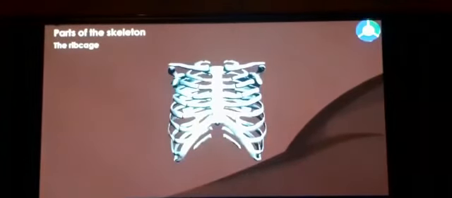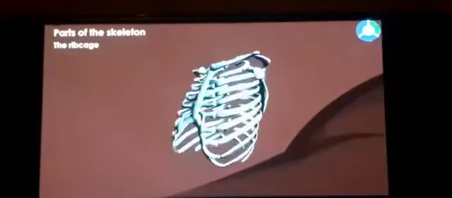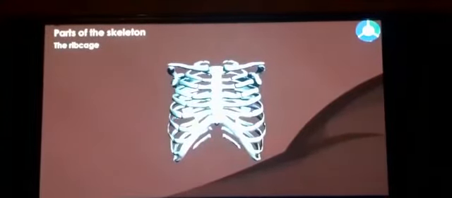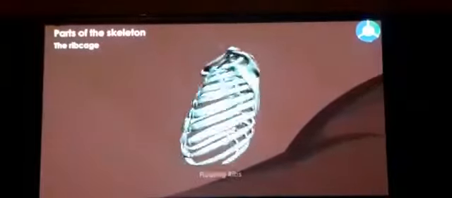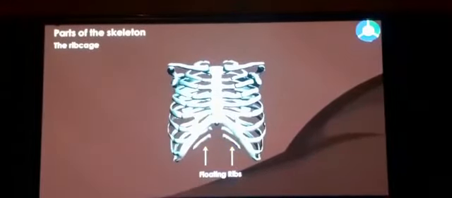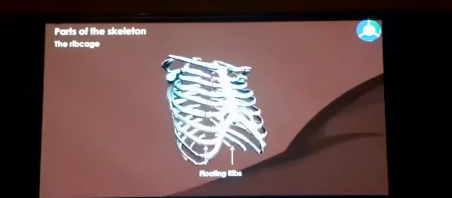The rib cage. The rib cage is formed by 12 pairs of long curved bones called the ribs, in which 10 pairs are joined in front to the breastbone. The last two pairs of ribs are free at the front end and are called floating ribs.